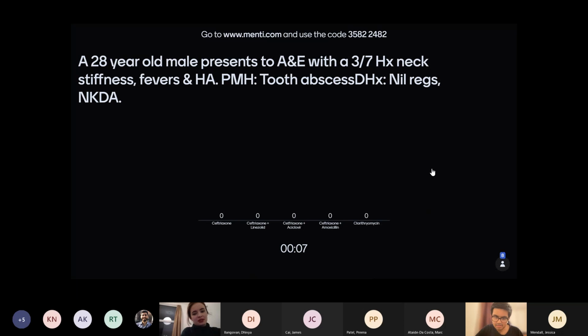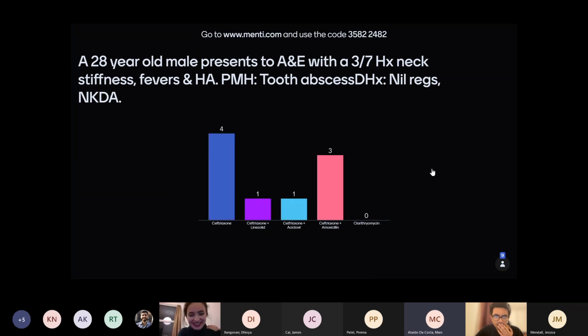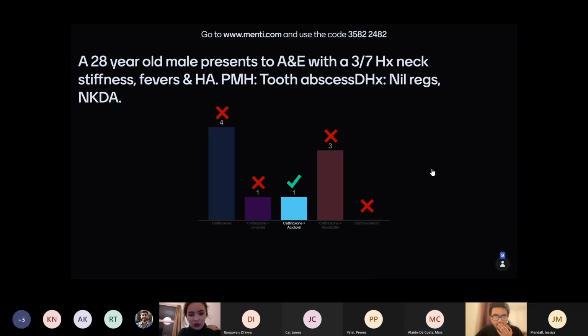This is yours, if you're there. Yeah, so is this mine? Yeah, oh, yeah, it is. Interesting. Huh? What? Okay. Does anyone want to justify? Wait, why did it come off? Ceftriaxone and acyclovir is the correct answer? Oh, because that was what. Yeah, that's a mistake. It's fine.